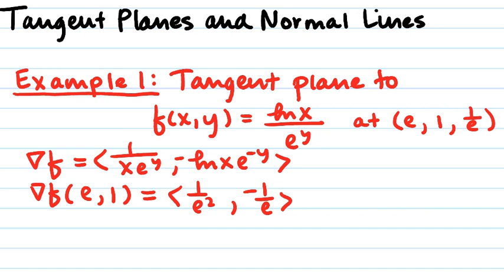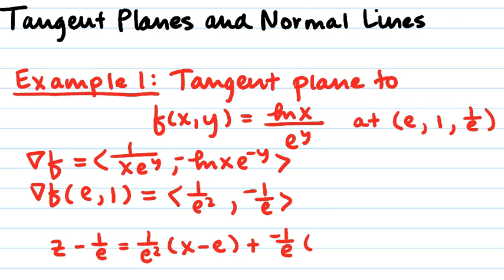Now, remember that you can just do point normal. For this, you can just do z minus 1 over e equals the partial with respect to x at the point you're interested in, times x minus e, plus the partial with respect to y times y minus 1. And then that's an equation for a tangent plane.